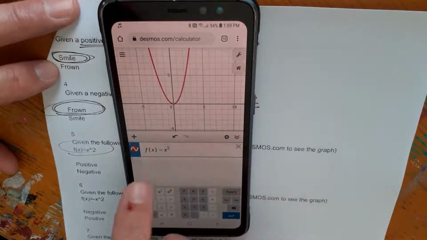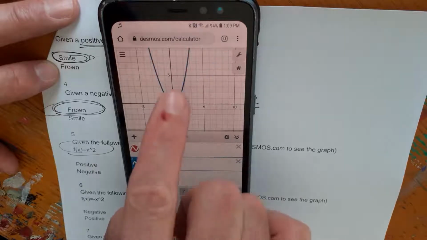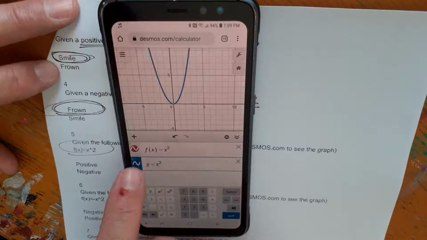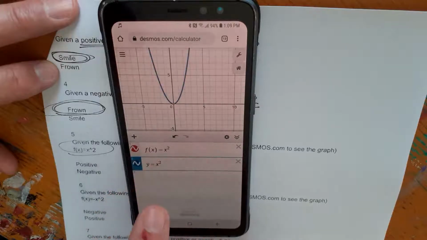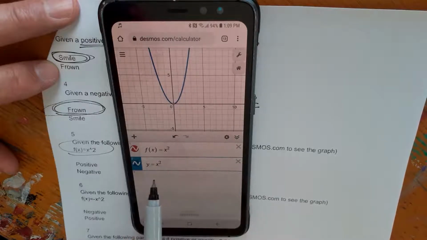Same exact thing. In fact, probably what I should have done was just gone ahead and typed y equals x squared here, and you see that they're literally on top of each other. If I turn off the blue, the red is there. If I turn the blue back on, it's right on top of the red. All right, so these two are just different notations, but they mean exactly the same thing.